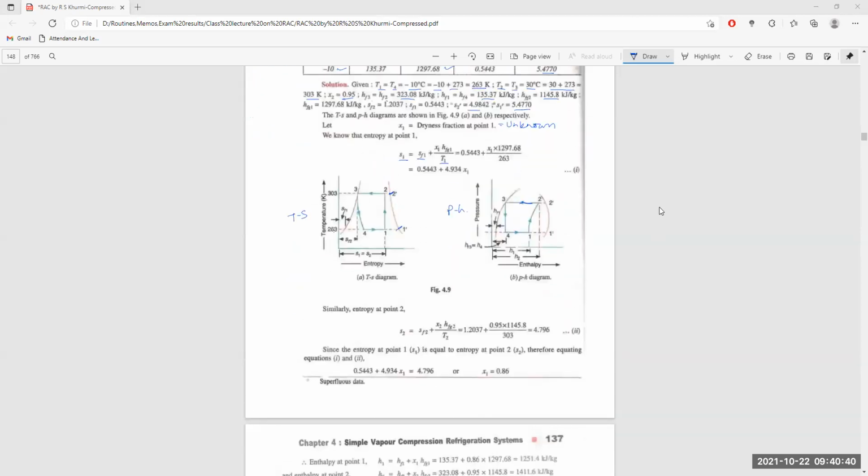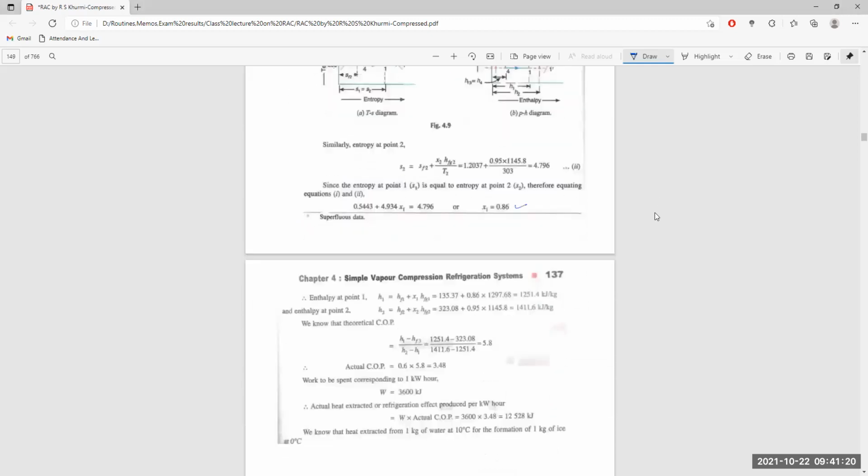So S2 is given as, we put the value of SF2 from here, 1.2037, plus 0.95, the dryness fraction given at point 2, multiplied by the enthalpy at temperature T2, 1145.8, divided by the high temperature T2, which is 303. So this is given as 4.796. Thus, if we equate this together, S1 is equal to S2, then you will find X1 is equal to 0.86, or 86% dryness fraction. Now, what happens here?